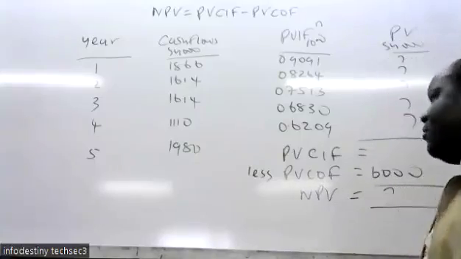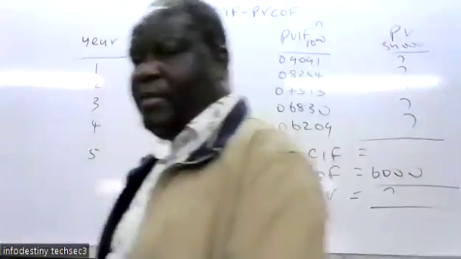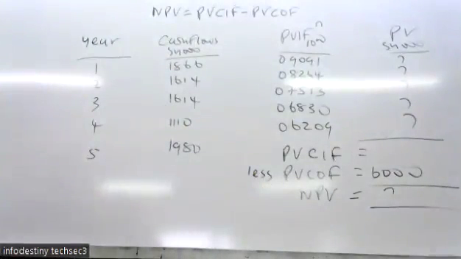So that was how it was meant to be. If NPV is positive, the project will be accepted. But if it is negative, it will be rejected. So that is now for the question.